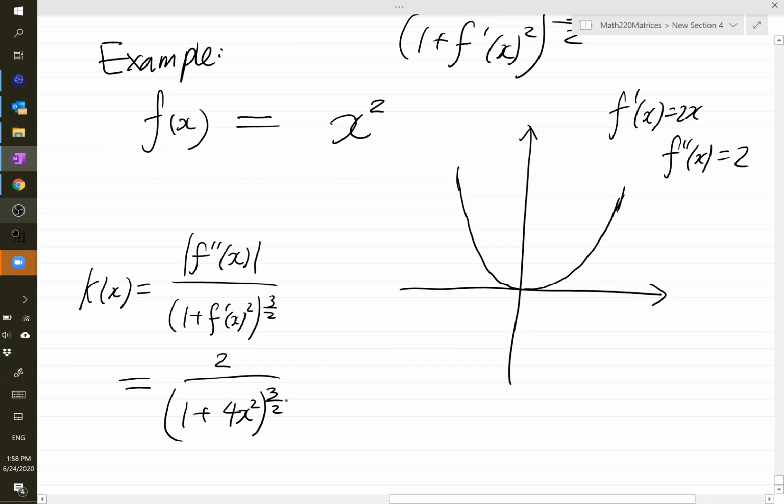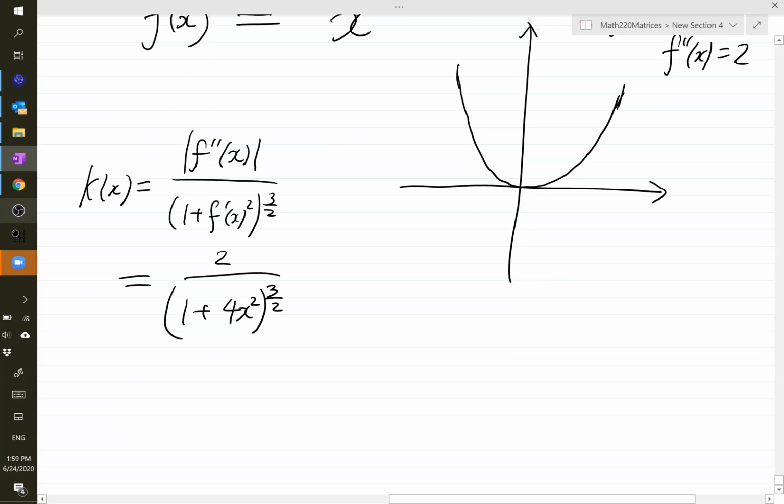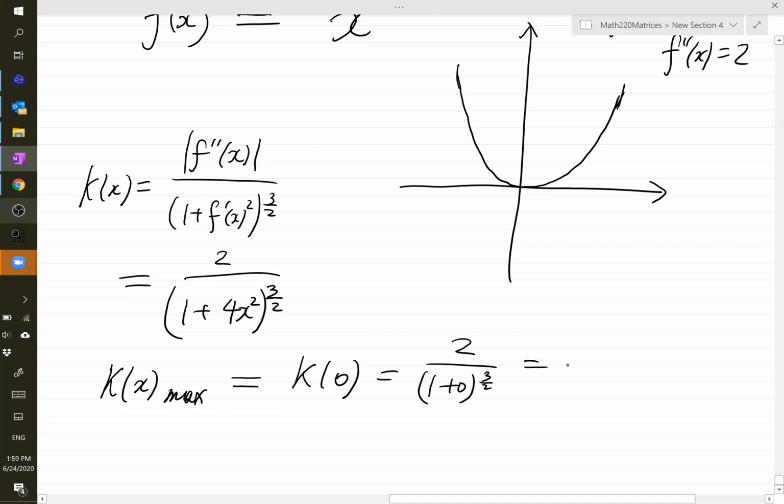So we can find the curvature at (0, 0). At 0, the curvature is maximum. The maximum is when x is 0. So this is kappa at 0, which is 2 over (1 plus 0) to the power 3 over 2, so the curvature is 2.